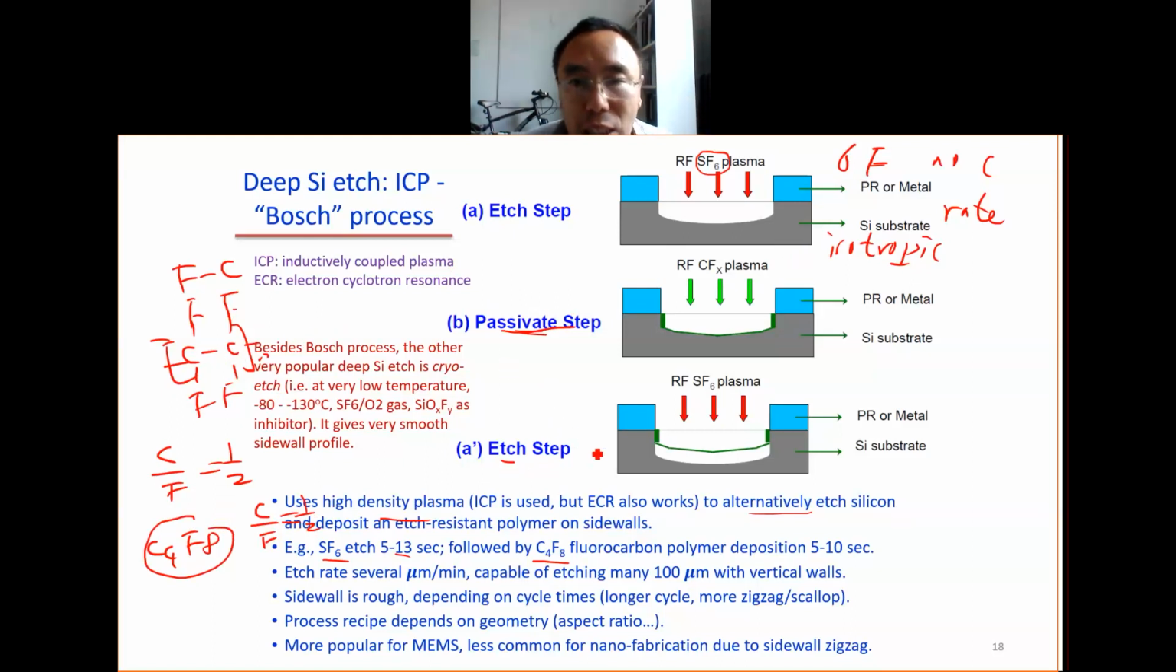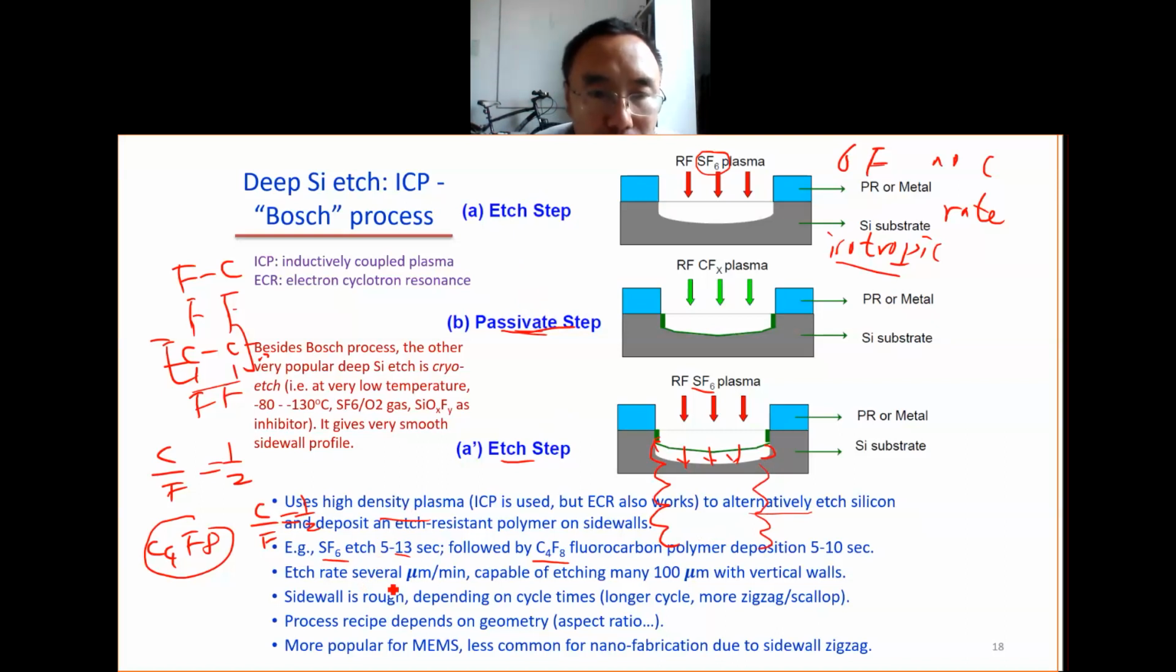Then we have etch again. So then we use SF6. The fluorocarbon polymer at the bottom will be bombarded away. Then we have the etching. The etching will be isotropic. The etching will be like this. In the end, we get this kind of profile. And then we etch, then we passivate, so we etch, passivate. So this is how it works.